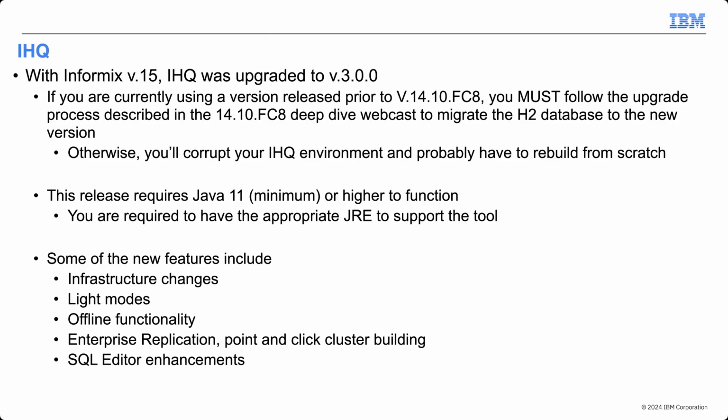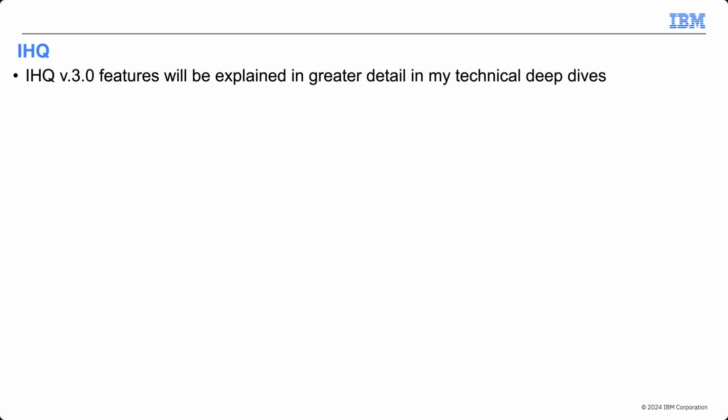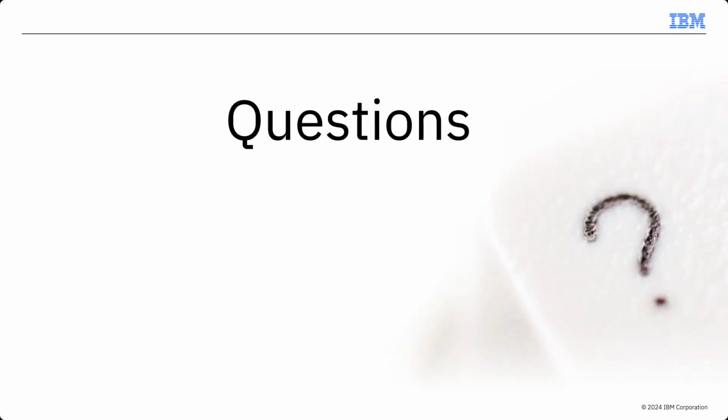There are infrastructure changes. One of the things that's new is light mode, so you can have light mode or dark mode. There has also been a change to IHQ in terms of administering enterprise replication. There's now some point and click options to building clusters and replicates and so forth. So that's what I have for today. I hope this has been of value to you.